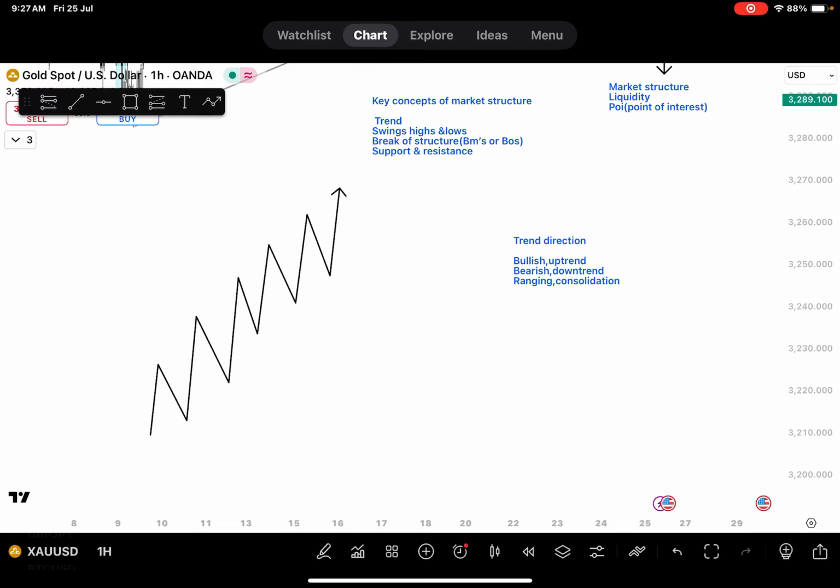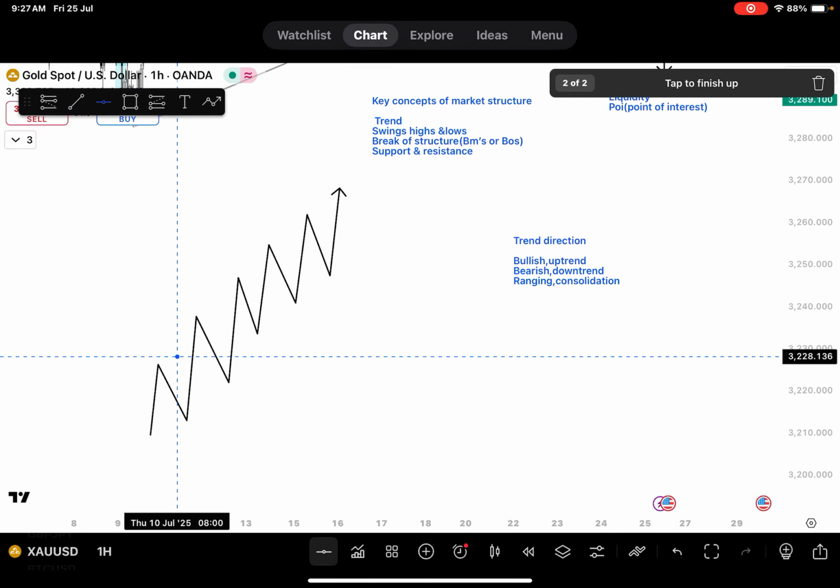This is basically how an upward trend is. It moves in a zigzag form like this, but it's actually moving towards what? An upward direction. And whenever the market is bullish, it creates what we call what? Higher highs and higher lows.